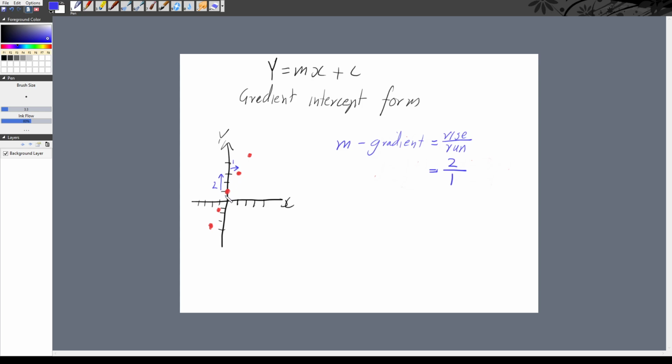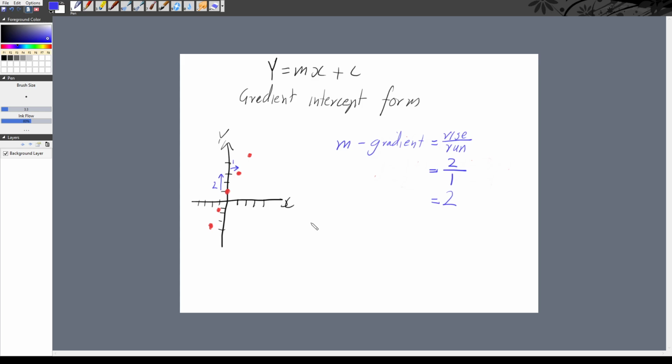Sometimes the gradient goes down, and in that case we can give it a negative value, because it's going in the negative direction. And if it's going the other way, maybe it goes to the left, that is also in the negative direction. So that could be a negative number. But in this example, we're going up, which is positive 2, and we're going to the right, which is a positive 1. So that means we can write the gradient as 2.